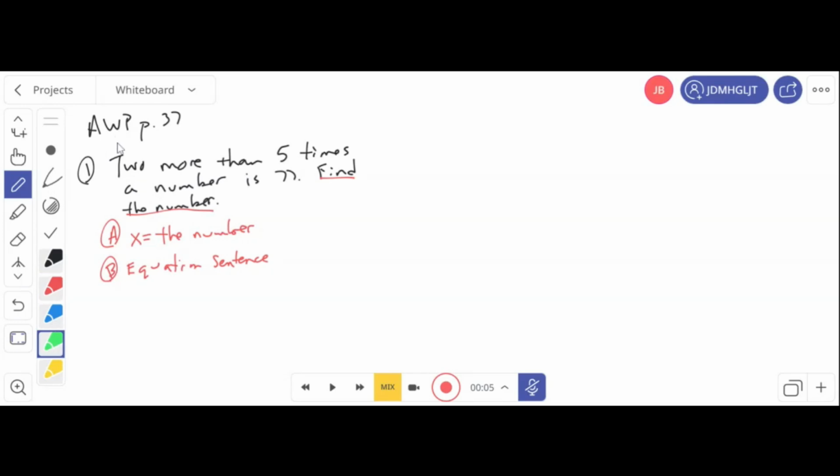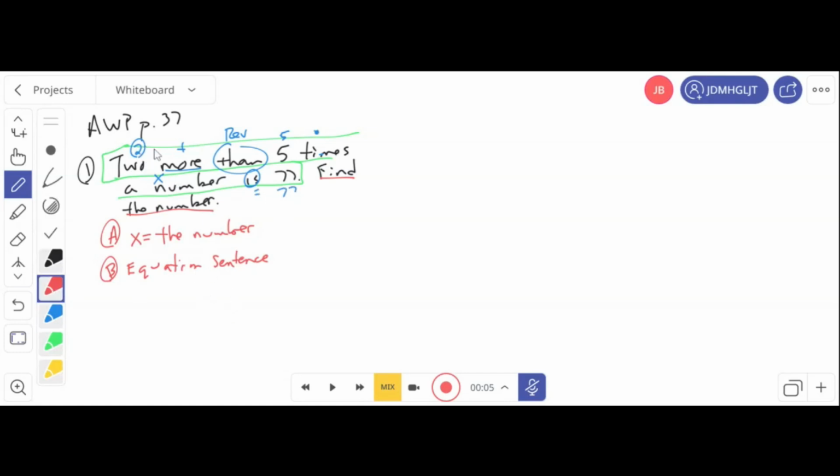The equation sentence: 2 more than 5 times a number is 77. 2 more means plus, than is our reverse word. 5 times means we are multiplying 5 times our number x is equals 77.